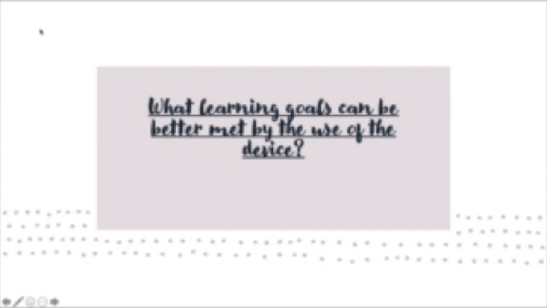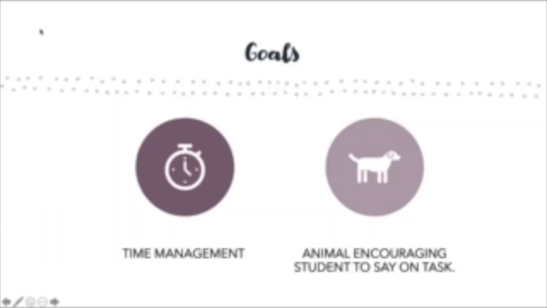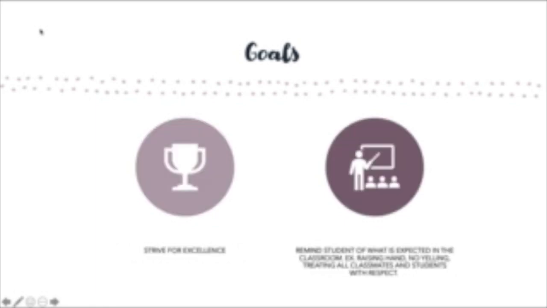So what learning goals can be better met by the use of this device? So the first goal is time management. The animal can encourage students to stay on task. The second one, this one also kind of goes with the first one, but striving for excellence. The animal, the Bluey Pal, can remind students of what is expected in the classroom. Example being raising your hands, no yelling, and treating all classmates and students with respect.